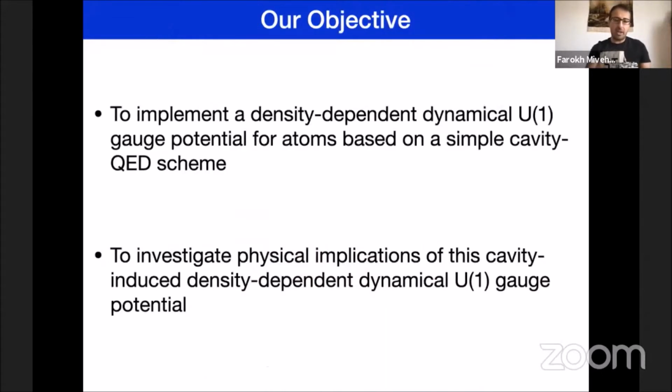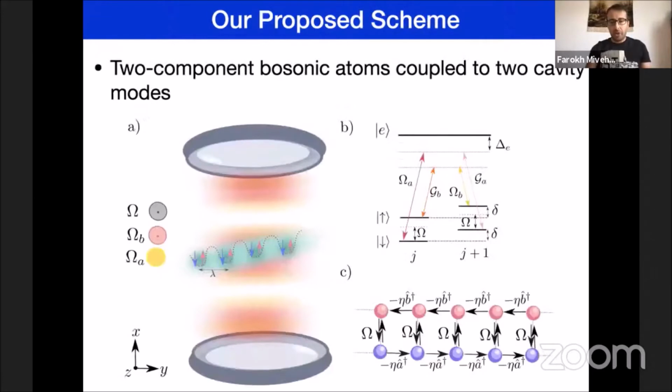Now in our current work, we decided to implement a density-dependent dynamical U(1) gauge potential for atoms based on a simple cavity QED setup without resorting to Floquet engineering. Then we investigated the physical implications of this cavity-induced dynamical U(1) gauge potential. So let's start with our proposal.